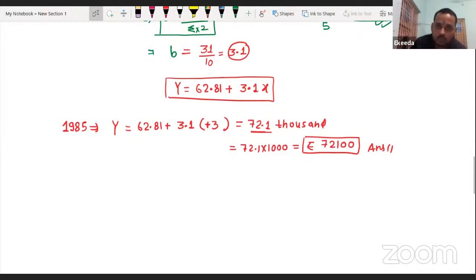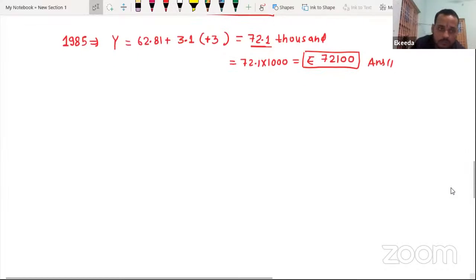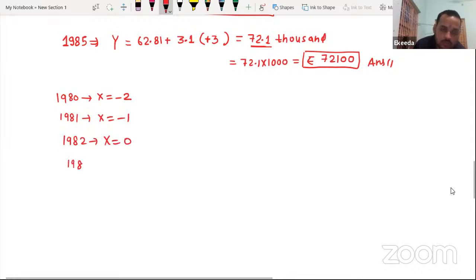Okay, so trend data for each of the year we can find. For 1980, you can put the value of x to be -2. For 1981, you can put the value of x to be -1. For 1982, x equals 0. 1983, x to be +1. 1984, value of x to be +2. So you can find the value of y.